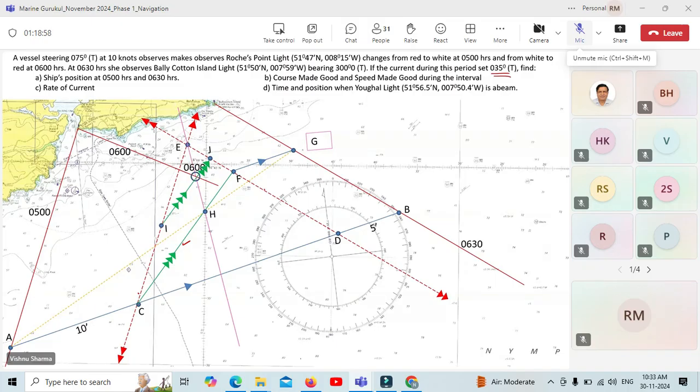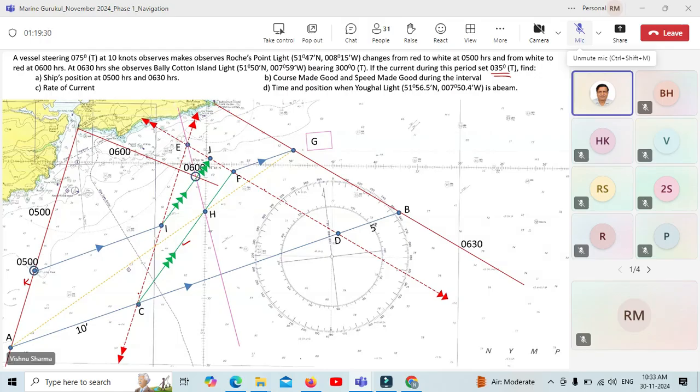Okay. Now put your parallel ruler on the CTS and through I draw the CTS to meet the first PL. Where it cuts the PL, this is the 5 o'clock fix. I think I've not named them after that. Let me call it K.